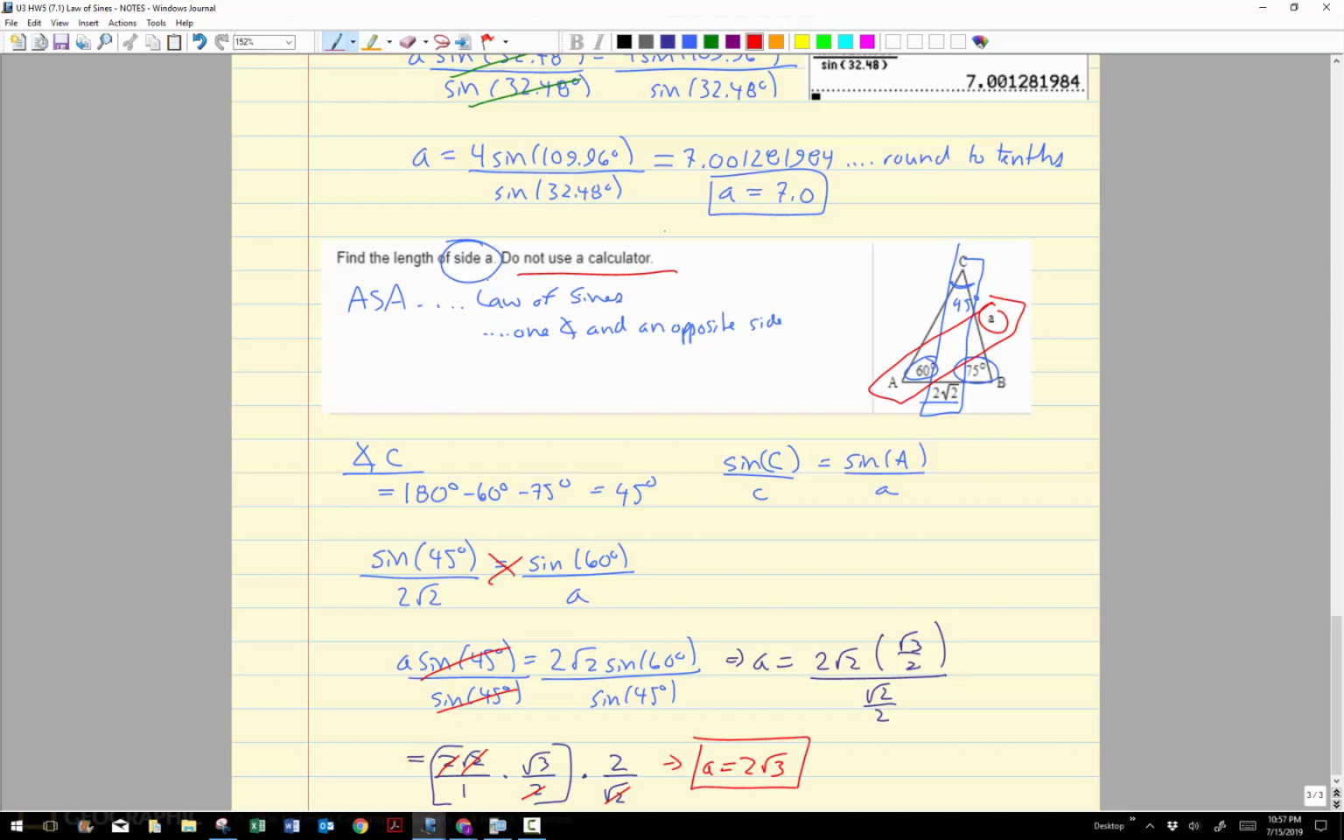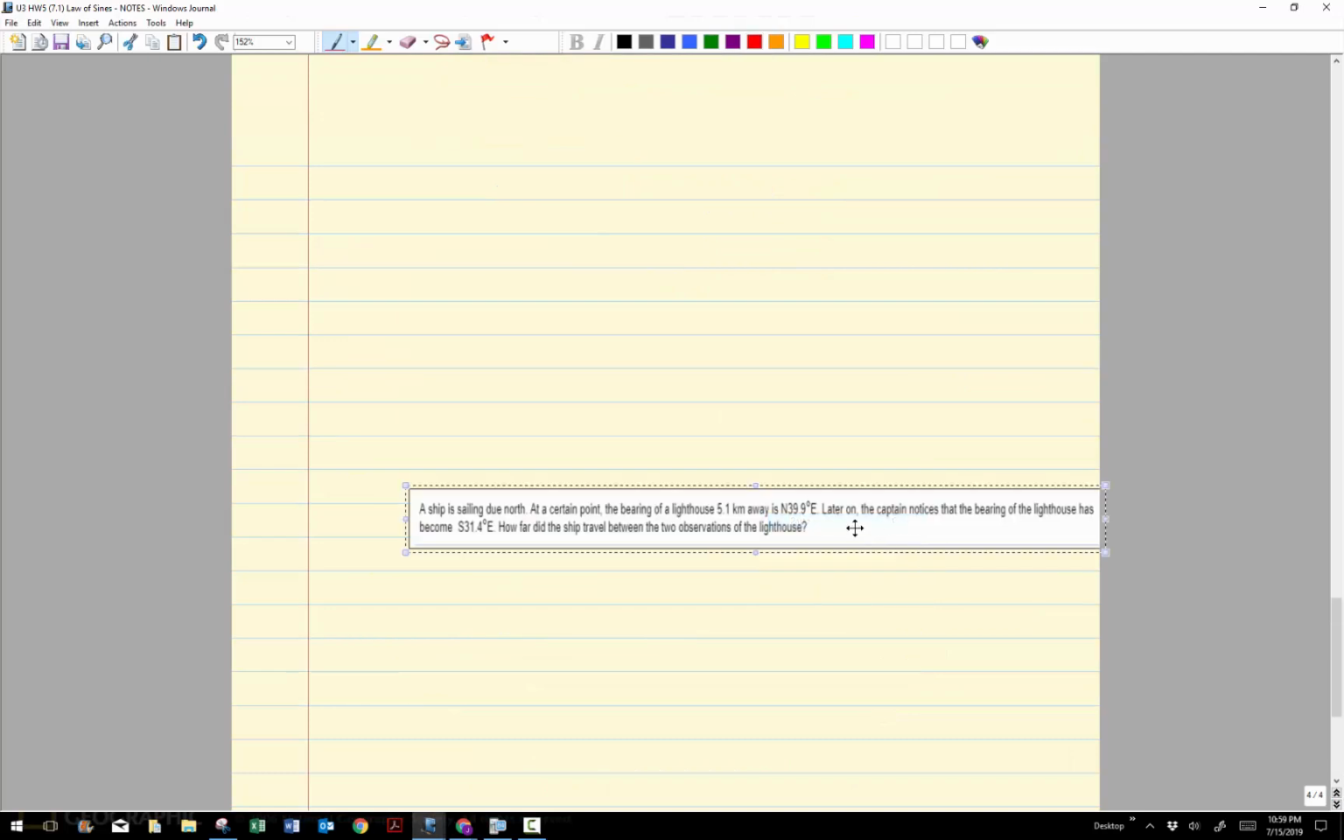And that's all they wanted here, side A. They didn't ask us to find or solve for the entire triangle. So in this case, 2 root 3 is an exact answer. Again, an exact answer usually means there's a radical involved. Let's go ahead and look at an application type problem next.